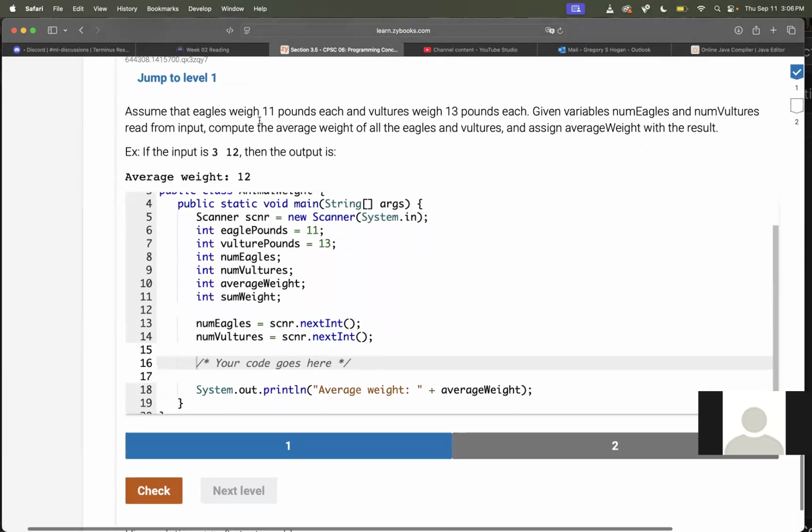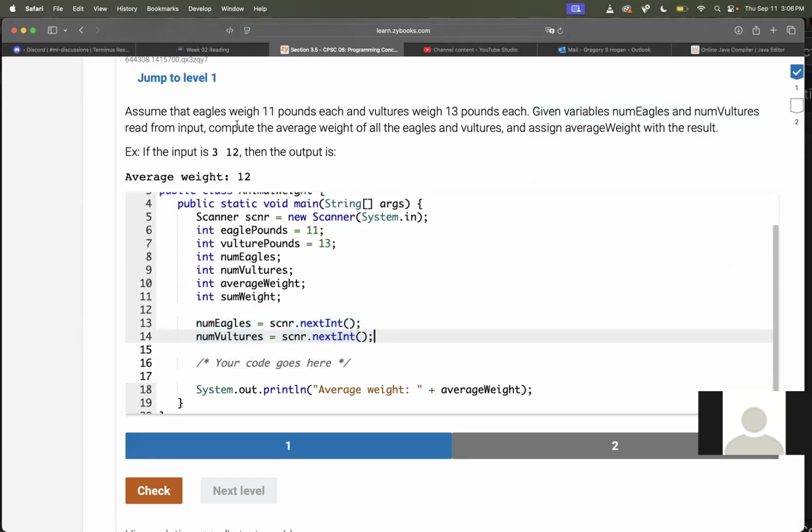Assume eagles weigh 11 pounds. Vultures weigh 13 pounds. Okay. Eagles are 11, vultures are 13. You might have something different. Given variables num eagles and num vultures. Okay, I see them there. Read from input. Yeah, there they are. Compute the average weight of all the eagles and vultures.